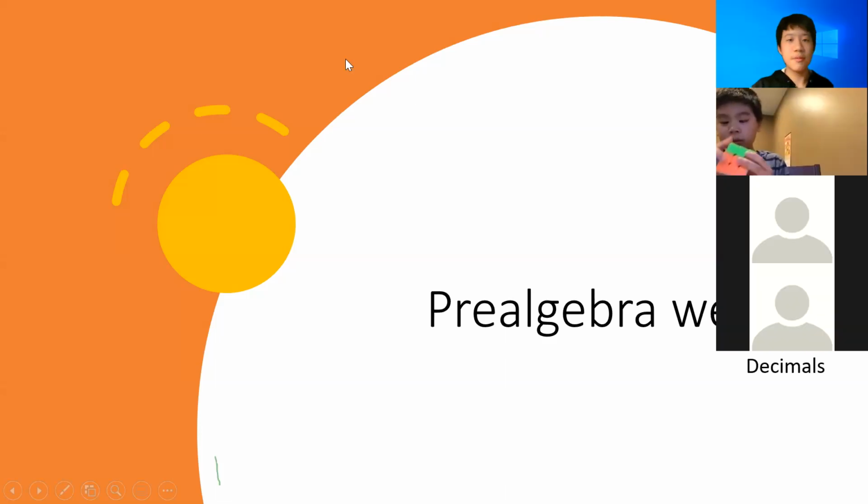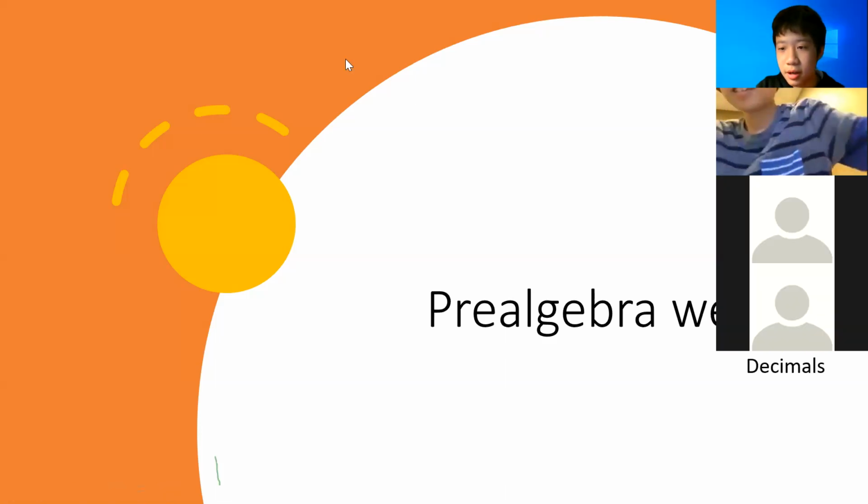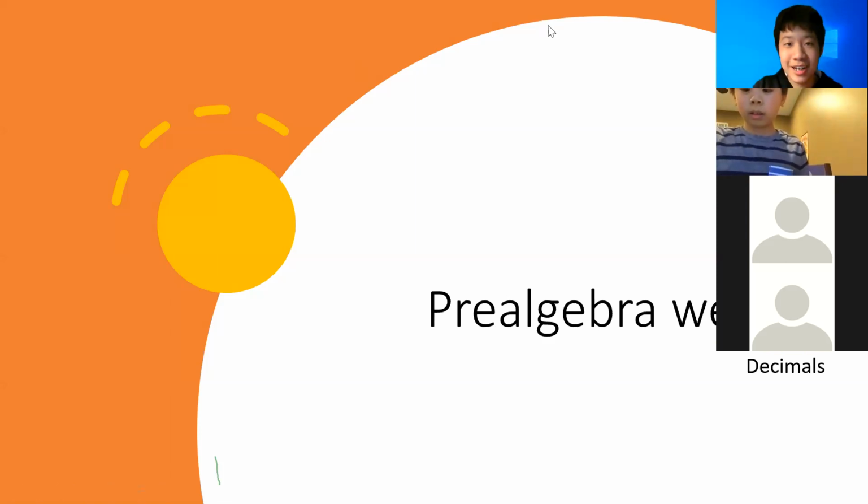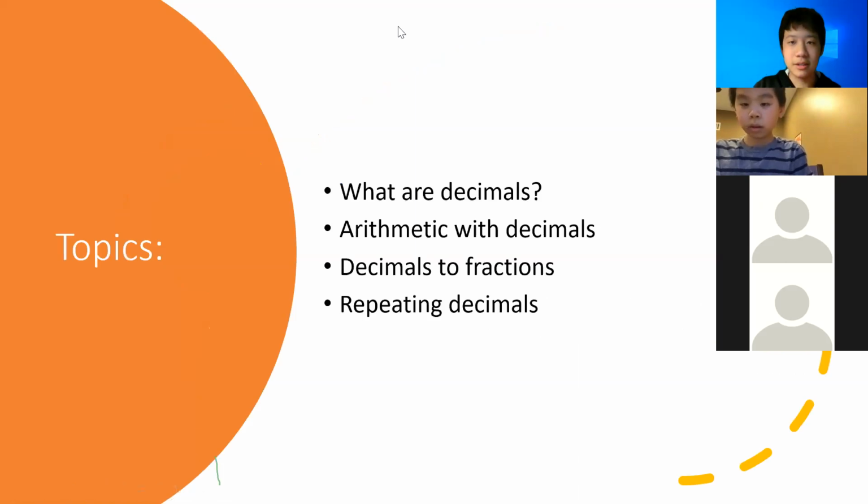Okay. So I'm gonna get started. So this week, what we're gonna talk about are decimals. I think a lot of you already know what decimals are, and we're gonna go over the basics of decimals along with some of the more advanced aspects of decimals. So the topics we're gonna discuss are, first of all, what are decimals? And then arithmetic with decimals, which means multiplication, addition, subtraction, and division. Then we're going to practice changing decimals into fractions. And then we're going to be talking about repeating decimals.